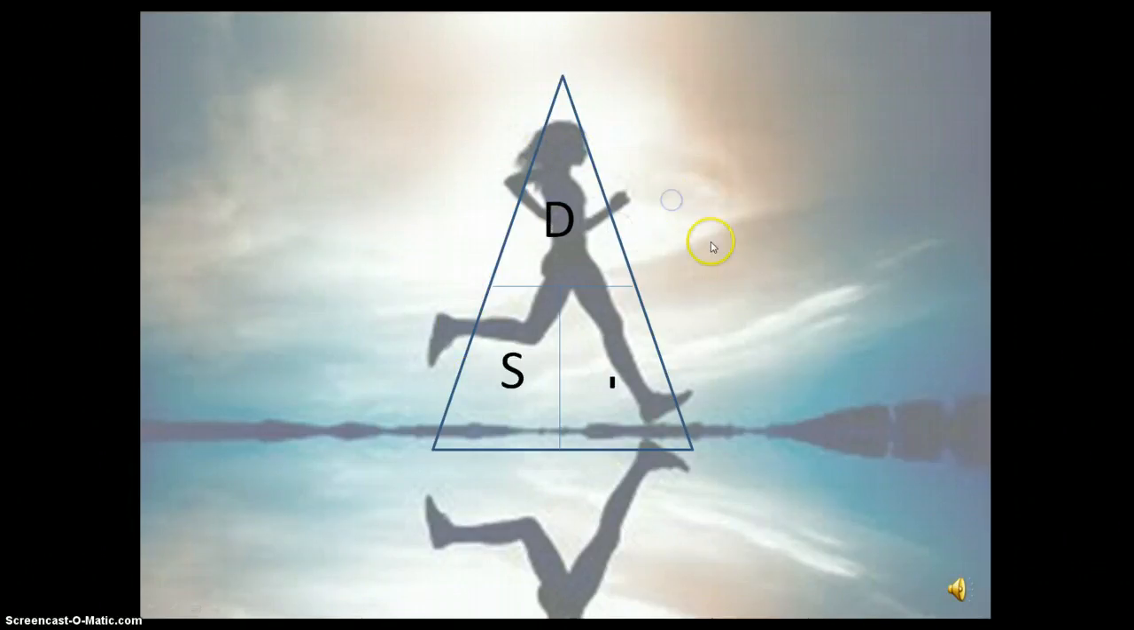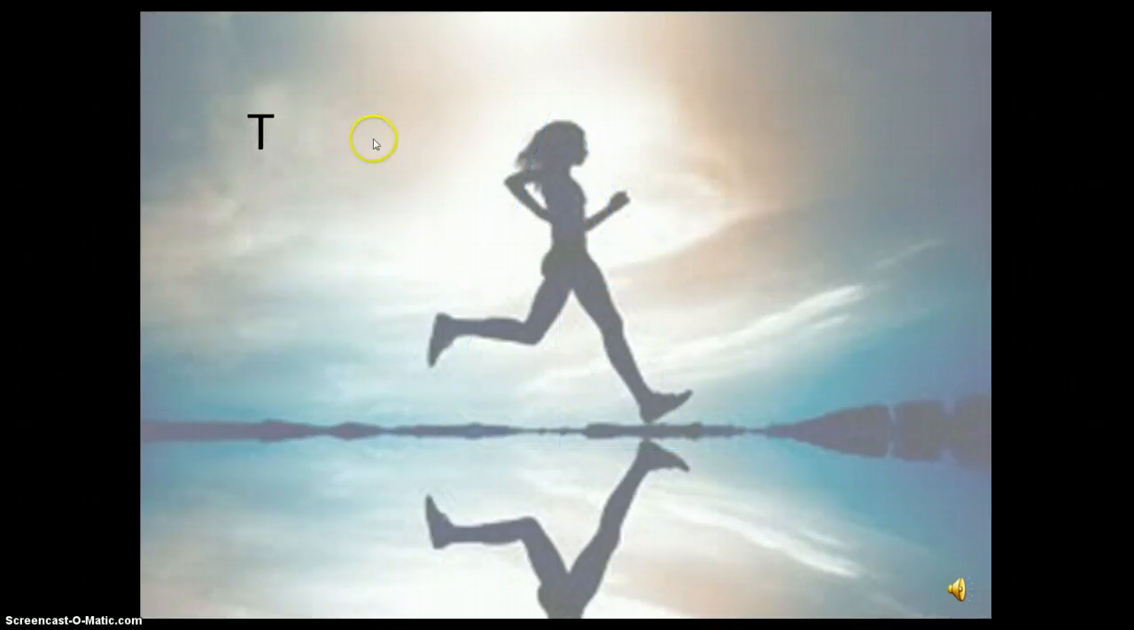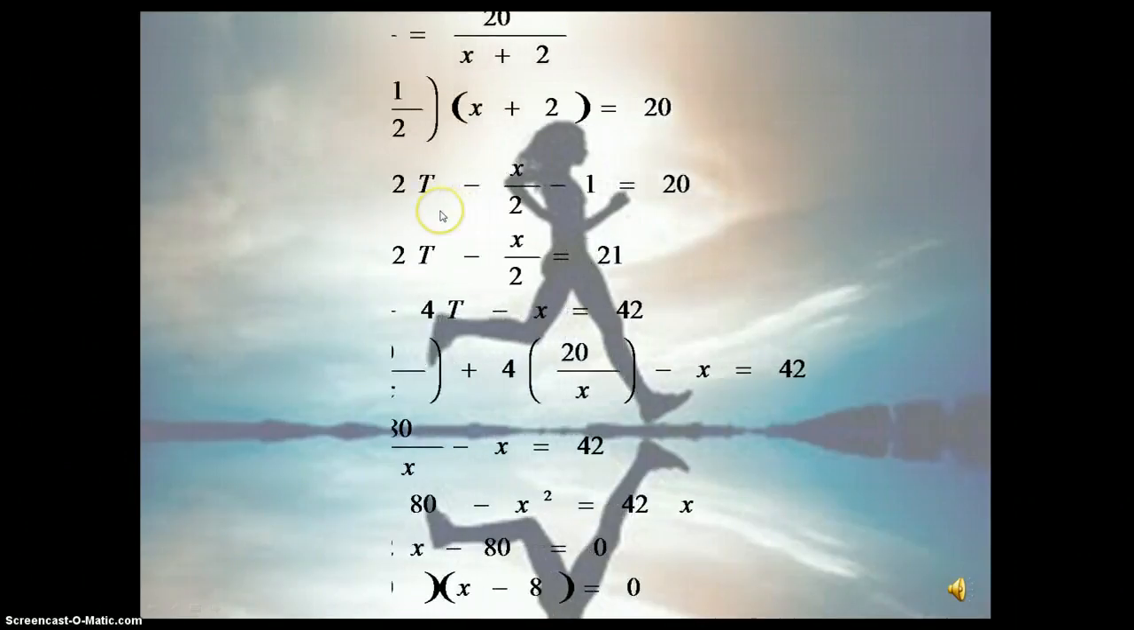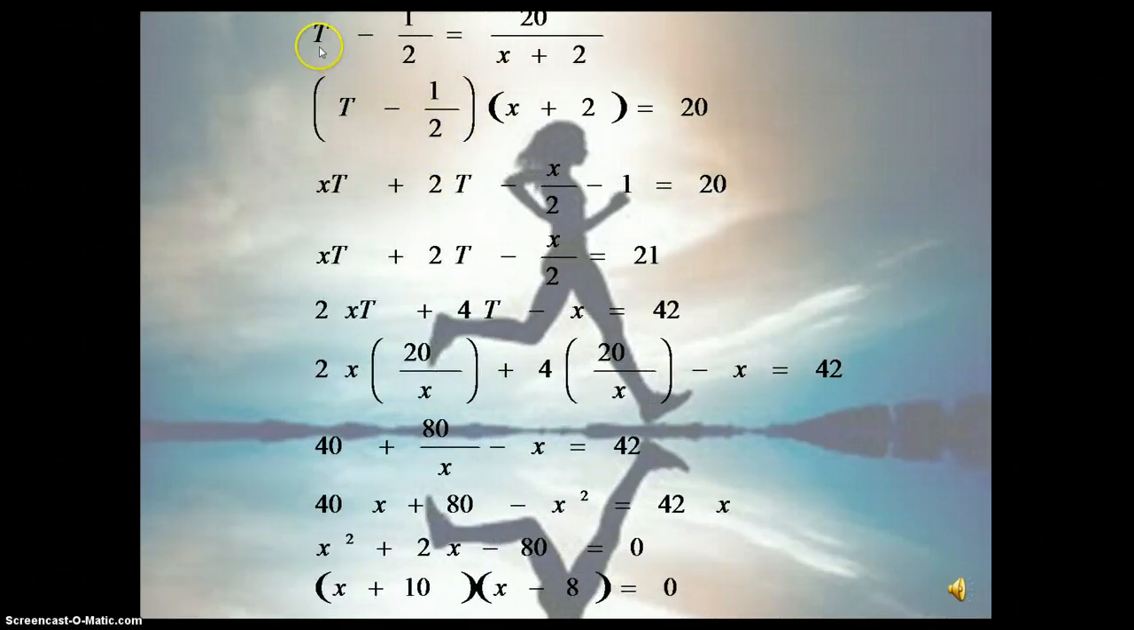Now, the first thing we need to look at is the relationship between distance, speed, and time, which can be easily represented with this triangle. So we have t equals 20, which is the distance, over x, which is the speed. Now for the second 20 kilometers, we have t minus a half, which is the 30 minutes less, equals 20, the distance again, over x plus 2, which is the new speed.